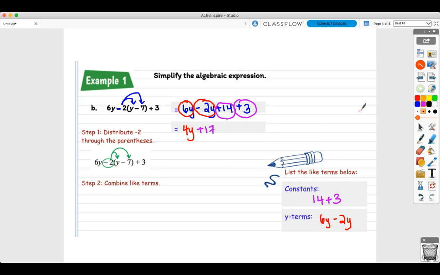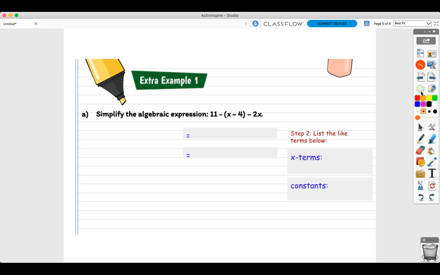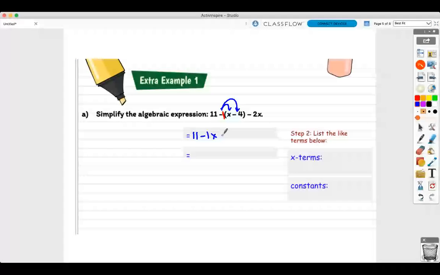Okay. Let's do more problems. Maybe you want to pause the video and try it yourself. A lot of the time that helps see if you get the right answer. So just like I've told you guys, you see that minus sign, put a -1 there. If you don't put a 1 there, you're going to have errors. So 11, and it's going to be a -1, so you're going to distribute that -1 to the x and the -4. So -1 times x is -1x. Negative 1 times negative 4 is a positive 4. And then just minus 2x.